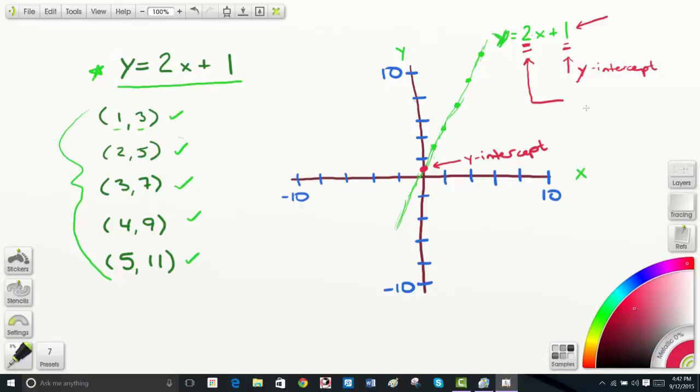Okay, so number 2, why is that important? Well, number 2 is what we call the slope. The slope is always the number that's multiplying x. So it's the number right before x. In this case, obviously, 2. And remember, the slope is how steep a graph is. So I'm going to come back here to my video.